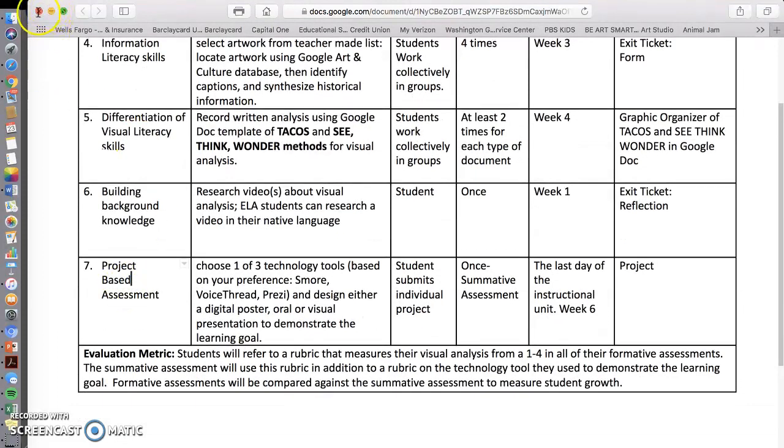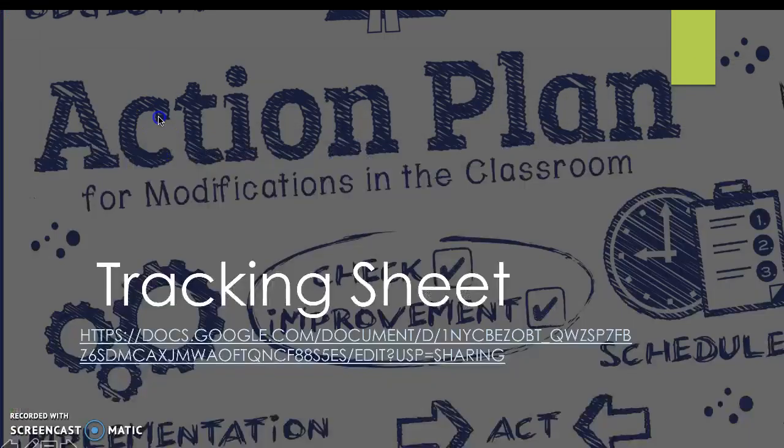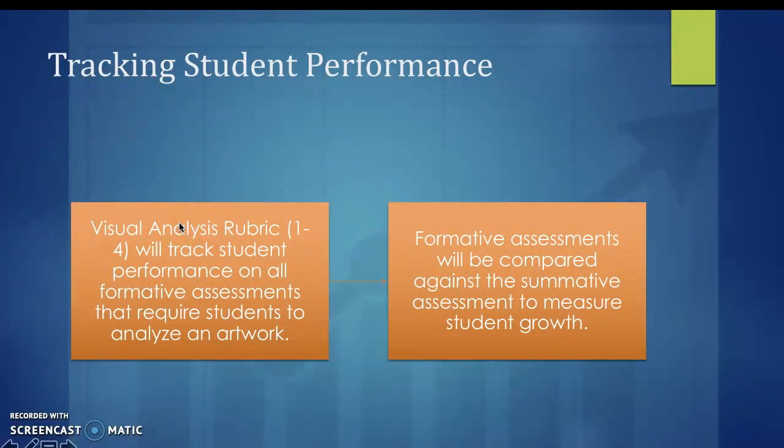Okay, so I'm going to go back to our presentation. As far as tracking student performance, teachers are going to use, and students will use, a visual analysis rubric that will track student performance in all formative assessments that require students to analyze an artwork. The formative assessment will be compared against the summative assessment to measure student growth.